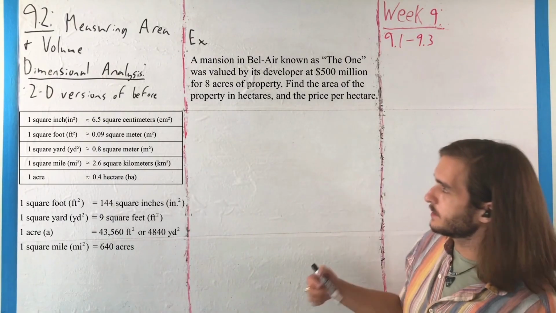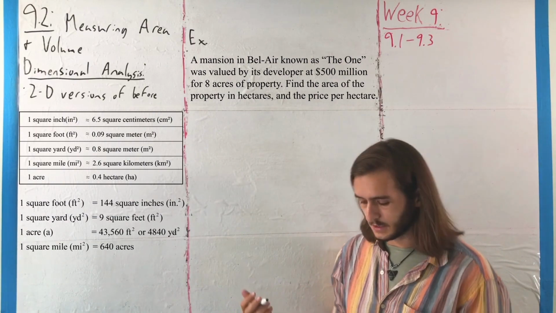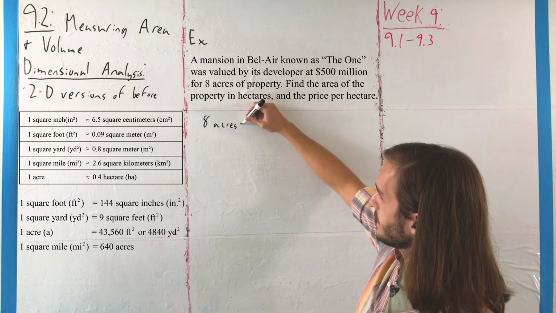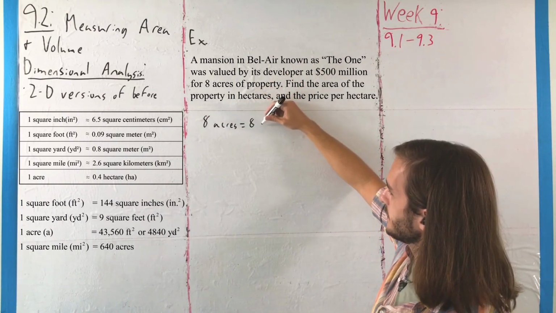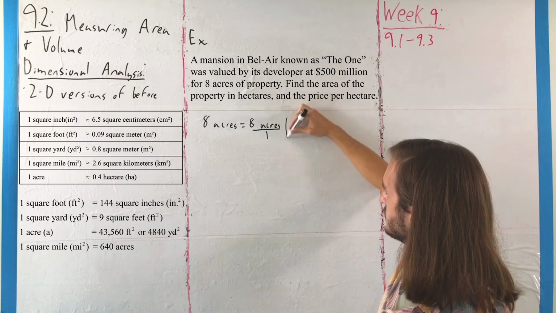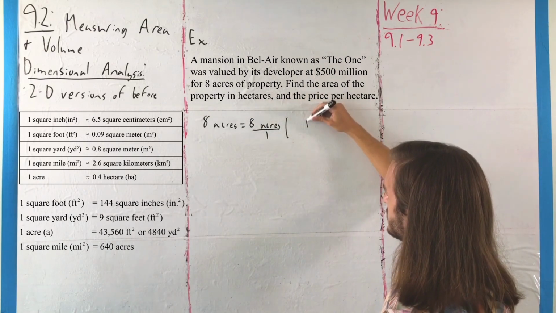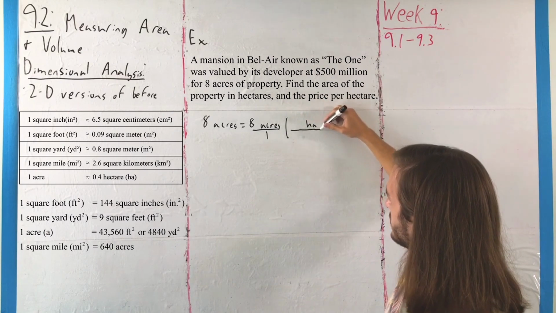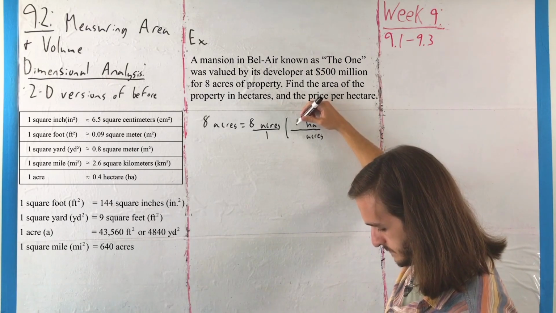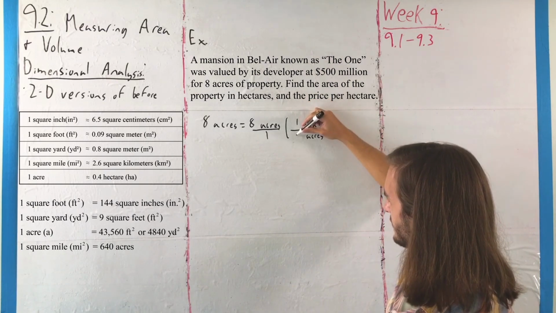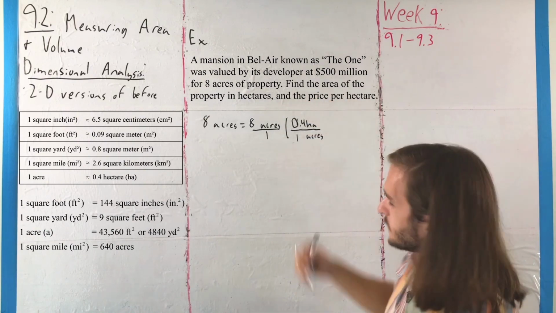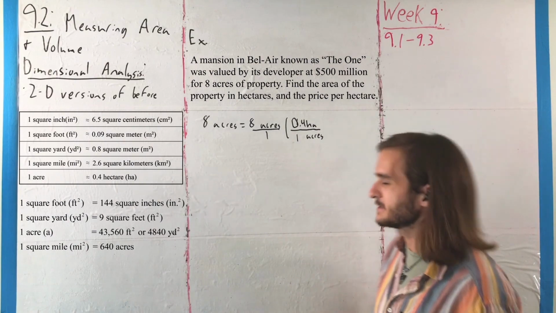So for our first part here, what we want to do is just perform the dimensional analysis, the basic unit conversion here, where we have 8 acres of land, and we want to convert that 8 acres over 1 into something in terms of hectares. So we want to get hectares on top and divide out by a number of acres, where 1 acre is 0.4 hectares. A little bit ahead of myself.